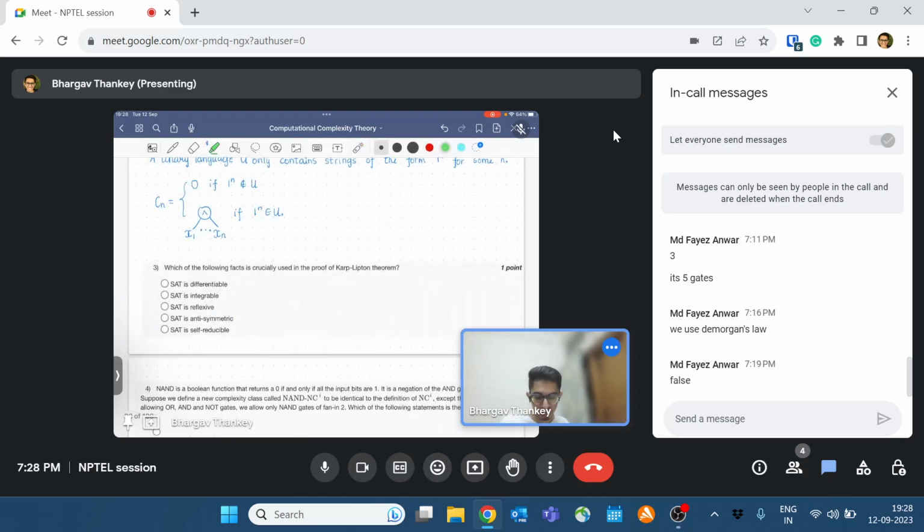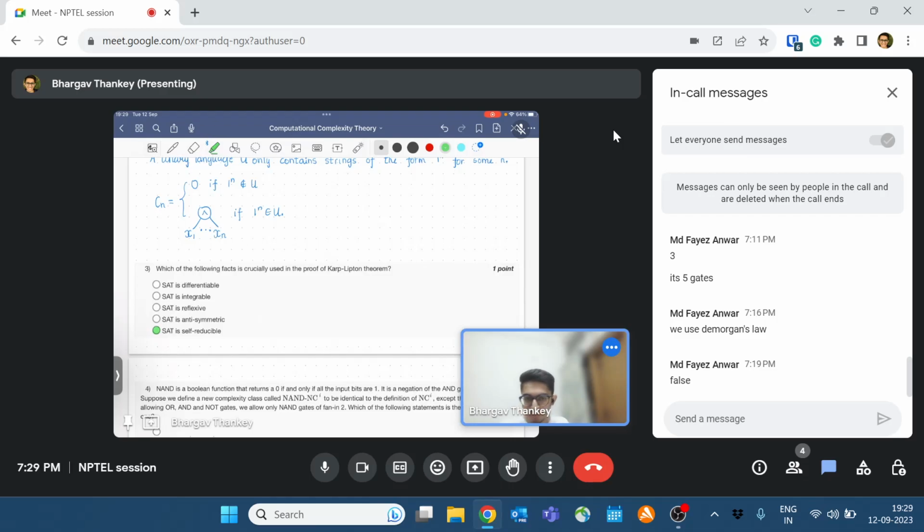Okay, so now let's look at the next problem. Which of the following facts is crucially used in the proof of the Karp-Lipton theorem? The options are: set is differentiable, set is integrable, set is reflexive, set is antisymmetric, and set is self-reducible. So which of these is true? This is just a recall question, and the answer is set is self-reducible.